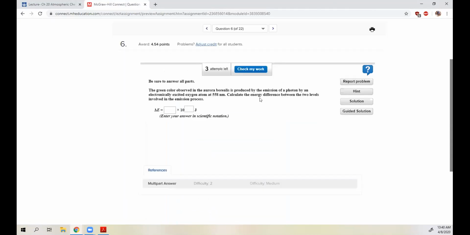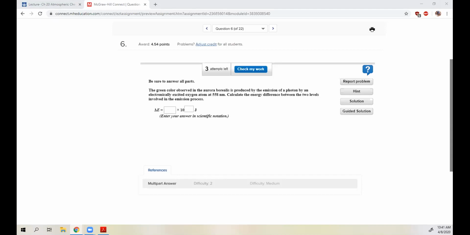So for question number 6, it's asking us to calculate the energy difference between 2 levels involved in this emission process. And it's telling us that we're emitting a photon that has a wavelength of 558 nanometers. Now, whenever it's talking about energy of a photon, there should be an equation that we immediately start to think of, right? Does anyone have that equation? E equals hv, right? And so we're going to get that from our periodic table or from your equation sheet. It's right in there next to your atomic structure.